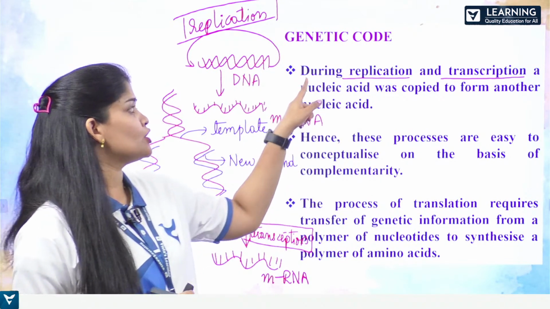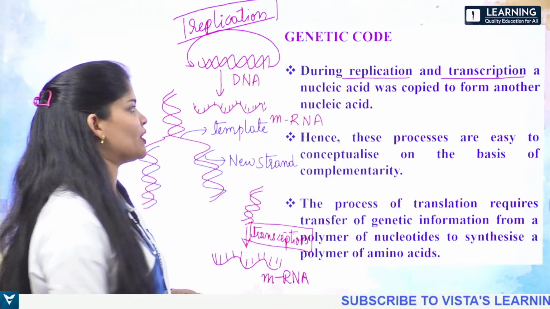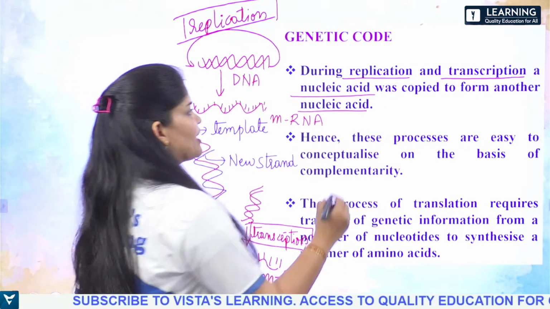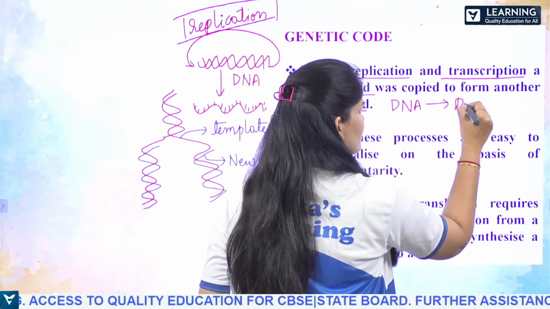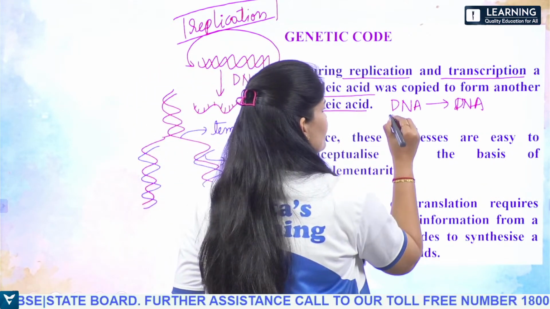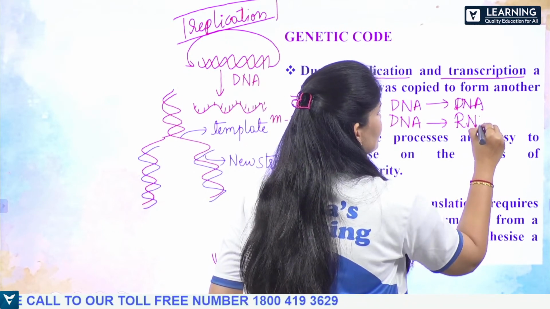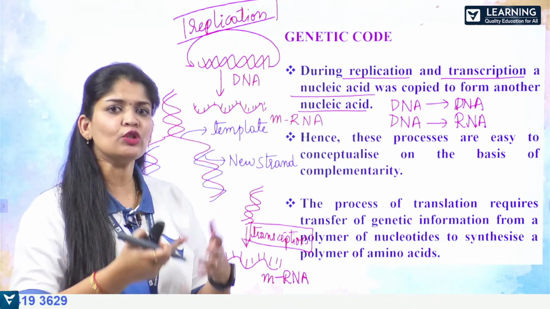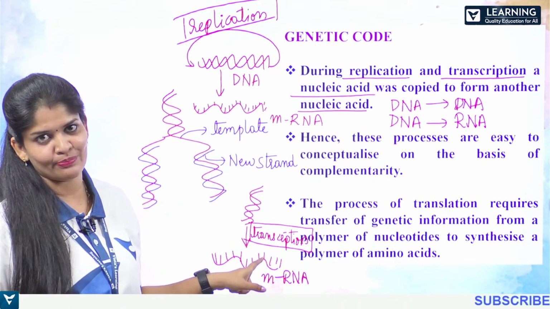So before that, during replication as well as transcription, a nucleic acid was copied to form another nucleic acid. In replication, that is DNA to DNA, and in transcription, from DNA to RNA. Here the point is, both are nucleic acids. DNA as well as RNA are nucleic acids. This happens during replication as well as transcription.